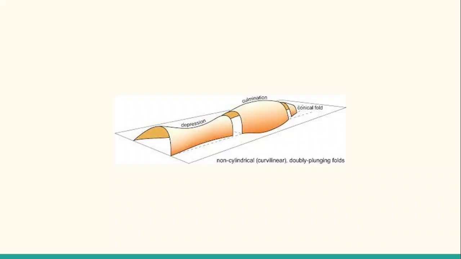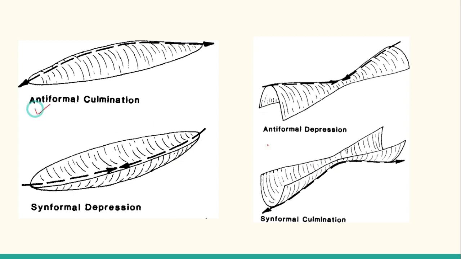As I have mentioned, two possibilities are there: either they form a depression or they form a culmination, and they are of course non-cylindrical doubly plunging folds. You cannot fit a cylinder through the fold axis. But they are conical, because if you look at one of the cross sections, you can actually see a part of a cone. So there are two possibilities: depression and culmination. Now these two possibilities can again be either antiform or synform. So altogether there are four such types of doubly plunging folds.